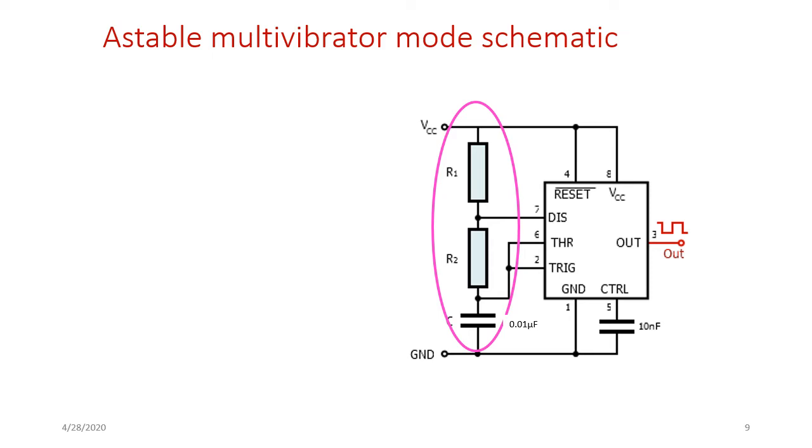Here we are connecting the threshold terminal and the trigger terminal together, or we are shorting the threshold and trigger terminals. Means whatever be the voltage across this capacitor, it will go simultaneously to these two pins. Means every time your threshold voltage and trigger voltage will be the same, or you can say that both comparators will get the same input.